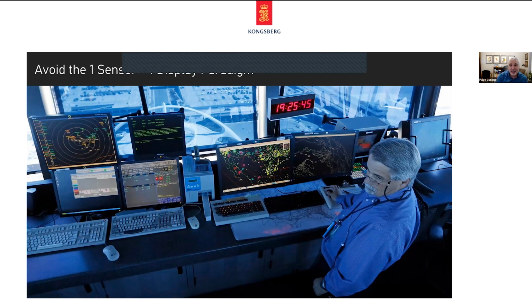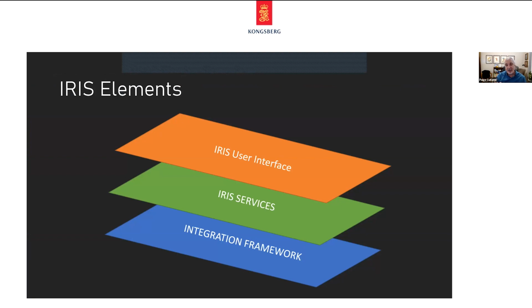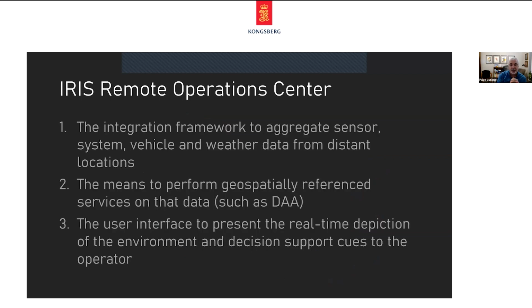So IRIS basically has three elements. There's the integration framework layer. There's a services layer where we start to perform calculations and analysis on all of that information we've brought into IRIS. And then there's the user interface to present that information. Or to say it another way, the integration framework is the experience we have in integrating and aggregating all of that sensor, system, vehicle, and weather data from what could be very distant locations.